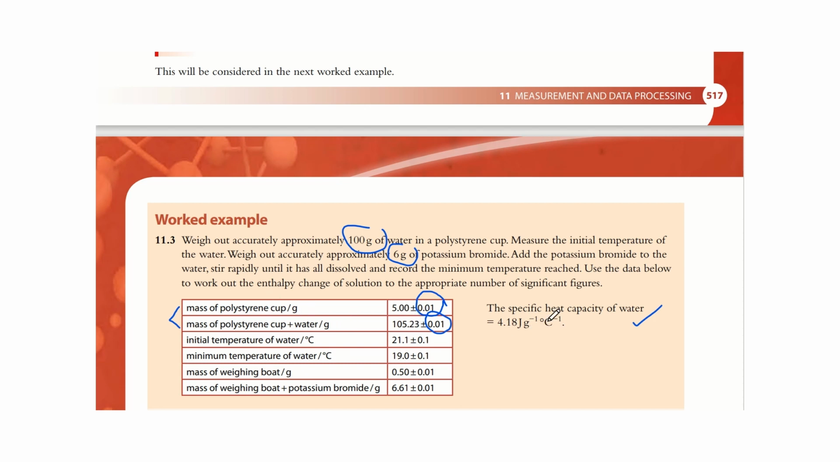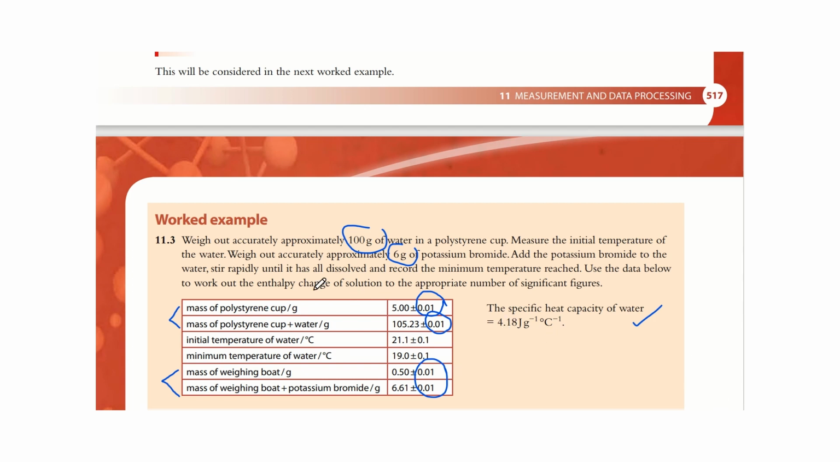And you will need this because you've got the specific heat capacity of the water, which means that you can calculate Q. Then I have a change in temperature. So here's the initial temperature of the water, and here's the minimum temperature of the water that's been recorded. Then what you also have is the mass of the potassium bromide that you actually used. Again, you can see the scale here. So how do I deal with this question? You take it step by step.